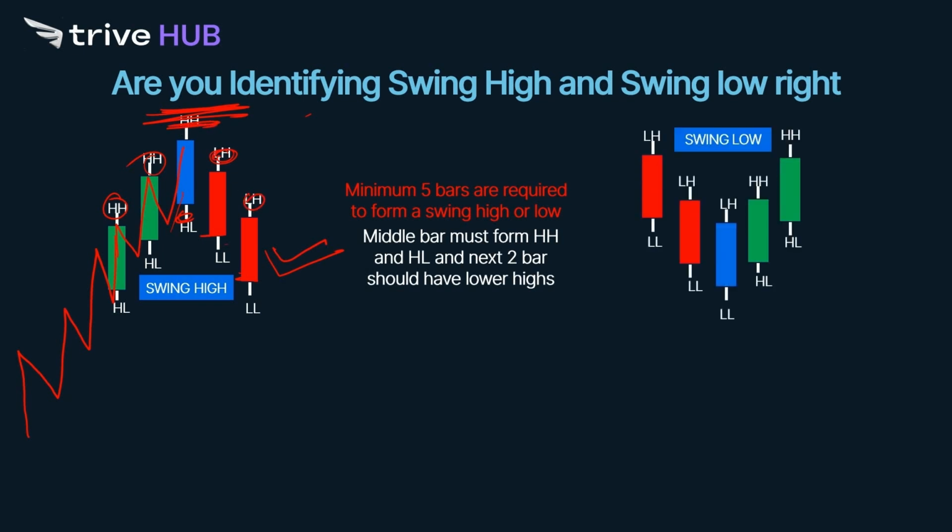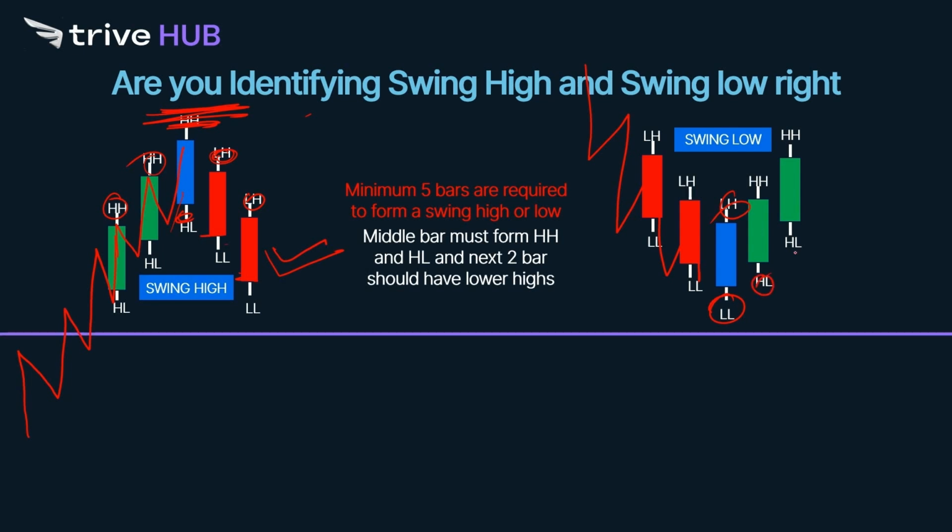candle. Alright, and similarly in the swing low scenario, the market is in a very good downtrend and this lower low candle has formed, okay, it has also a lower high. Then the next 2 bars should not form a lower low in their lows, meaning they should be higher lows than the lowest low candle. So this is a 5 bar structure going on.